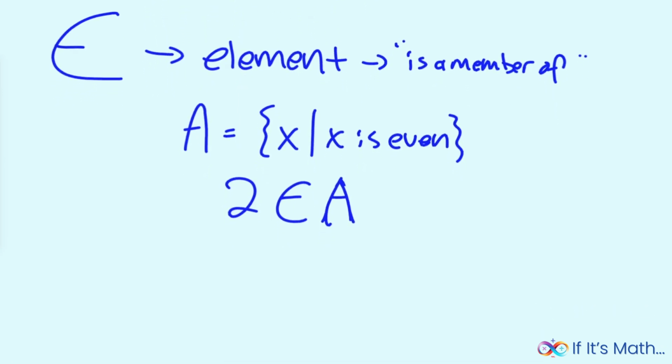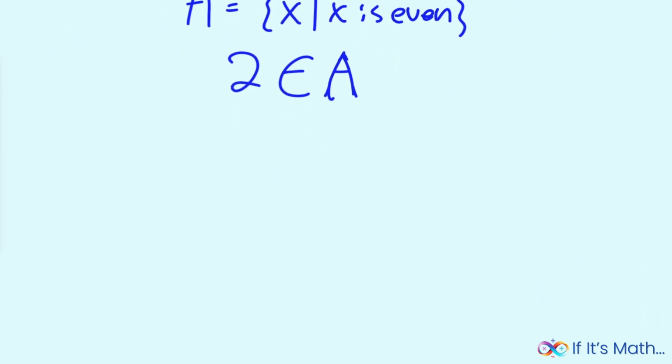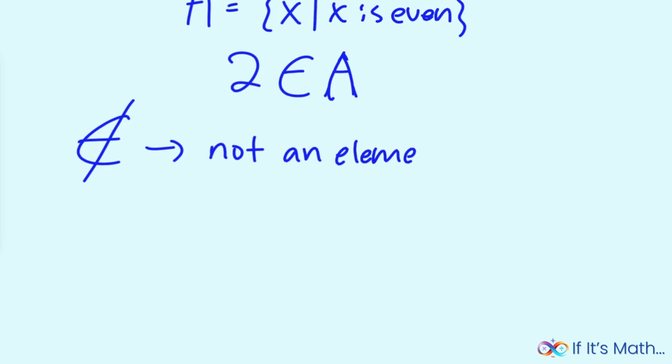So going along with that is going to be not an element. So that symbol just tells you that whatever number is before it is not a part of the set after. So if we keep our A defined as all even numbers, if I give you the number 3, you would say that 3 is not an element of A. So that's all the new symbols for today. We've got complement, element, and not an element.